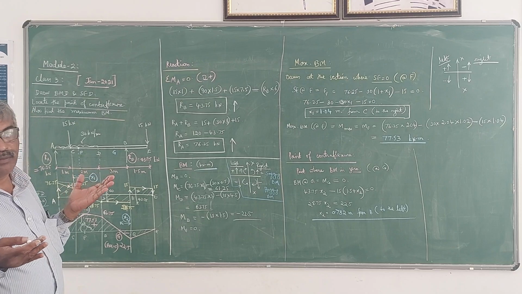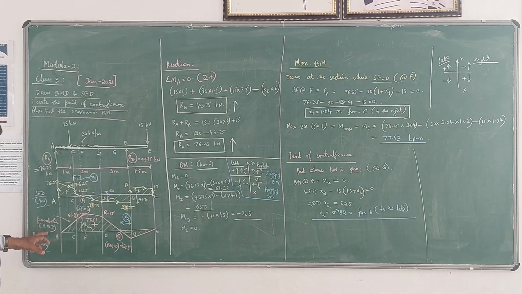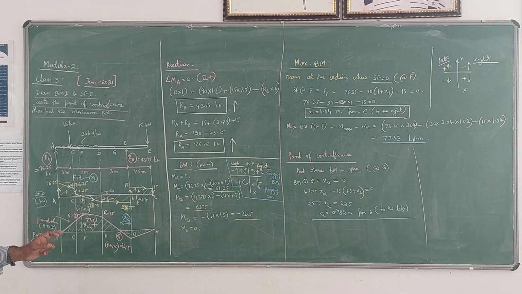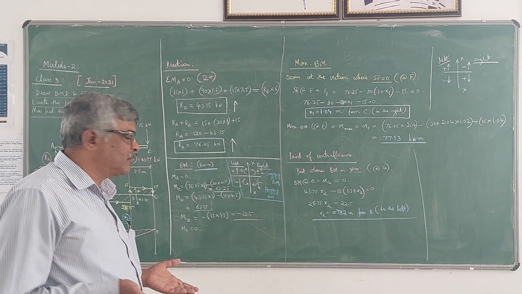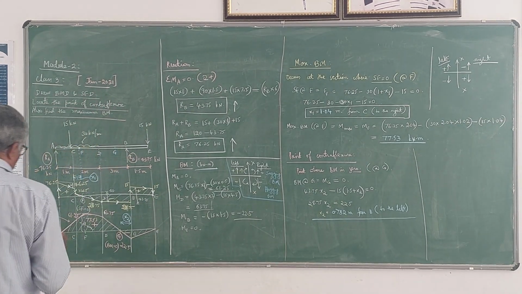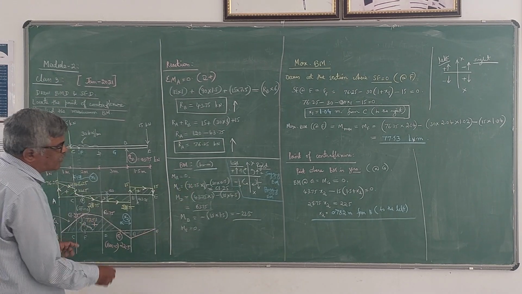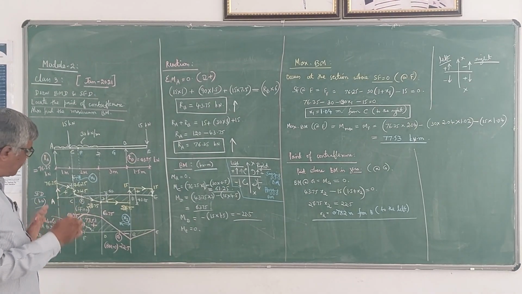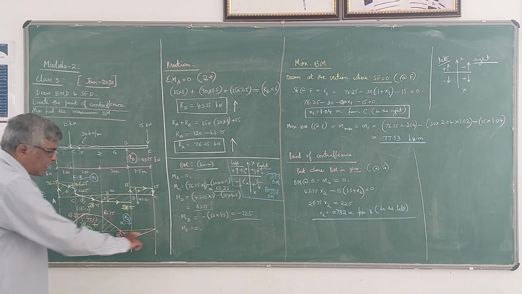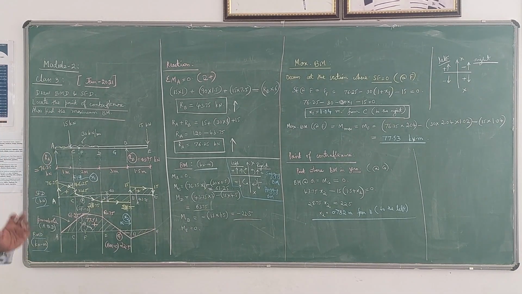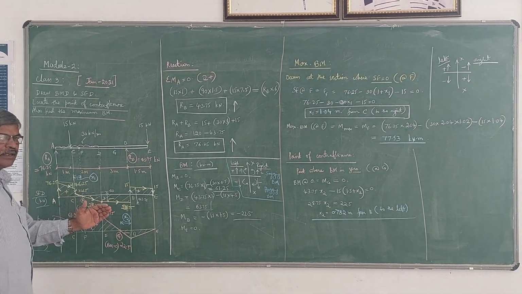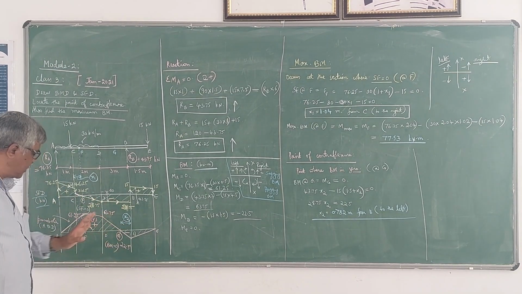After getting the maximum value of bending moment, draw the bending moment diagram. Only after drawing the bending moment diagram can you locate the point of contraflexion, where the bending moment is 0. Once you get the values of bending moment, start plotting them. Draw a horizontal line once again, which represents the axis of the beam. Positive values you show above the line, negative values below the line.